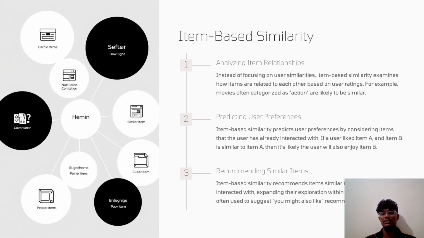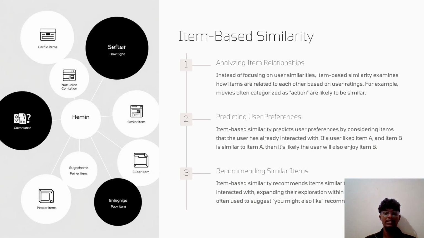Predicting user preferences. Item-based similarity predicts user preferences by considering items that the user has already interacted with. If a user likes item A and item B is similar to item A, then it's likely that the user will also enjoy item B.